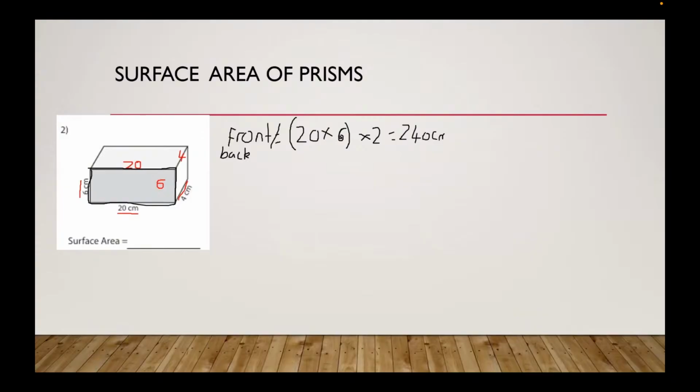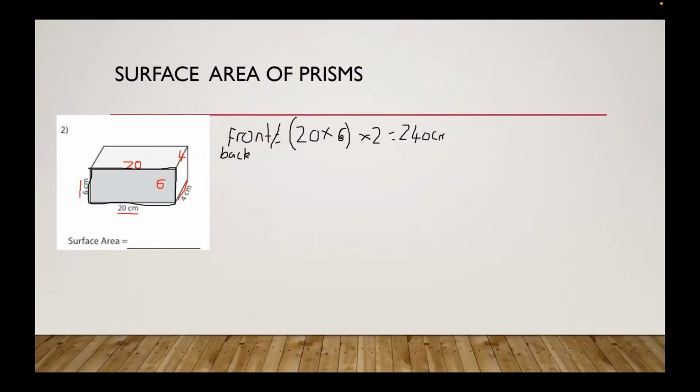Okay, there's now left and right. Now we just got top and bottom. Top/bottom, and that equals to... Okay, let's see. That's also length times width or base times height. So 20 times 4 equals 80, times 2 equals 160.